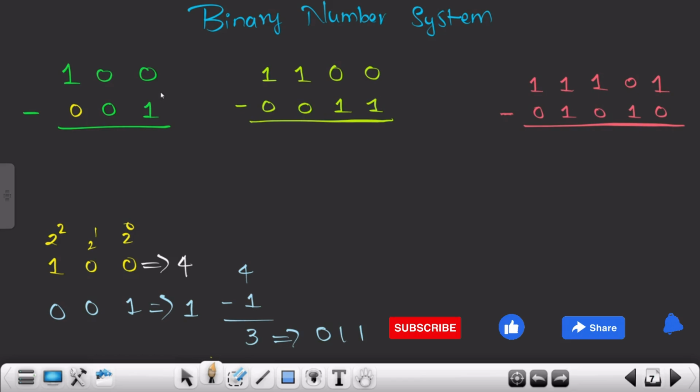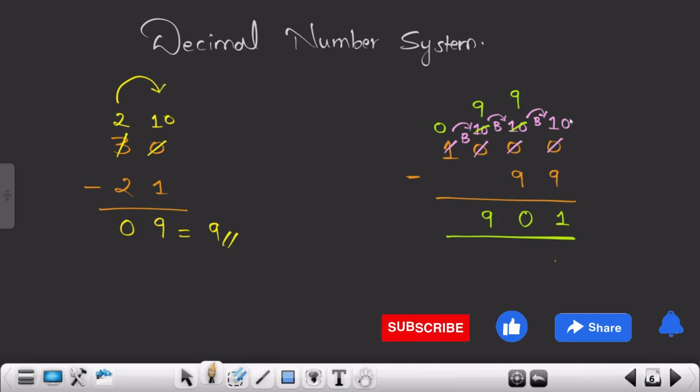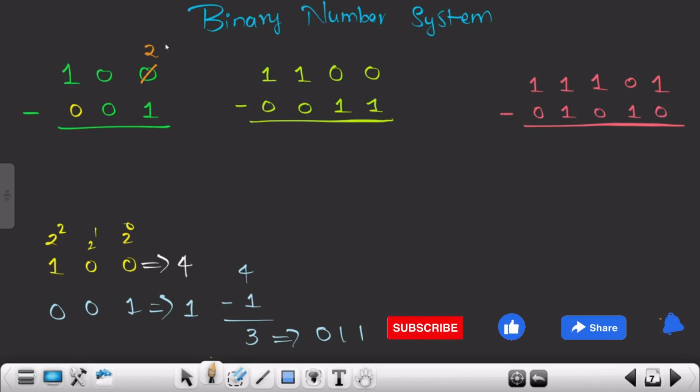All right. You can clearly see we cannot subtract 1 from 0. So over here we need to make this particular 0 as 2. Now I know you will scratch your heads and ask me, sir, in the decimal number system we used to write 10 when we cancelled 0, but over here you are telling us to write 2. What is the reason behind that? The reason is quite simple, because we are dealing with the binary number system, and in the binary number system we just have two numbers, that is 0 and 1. So that's why we are writing 2 over here.